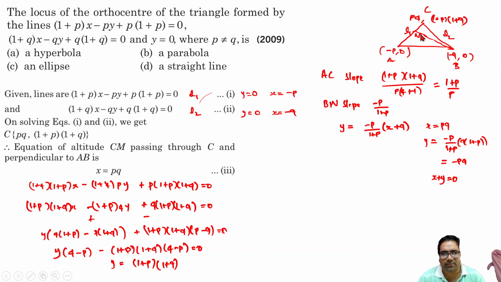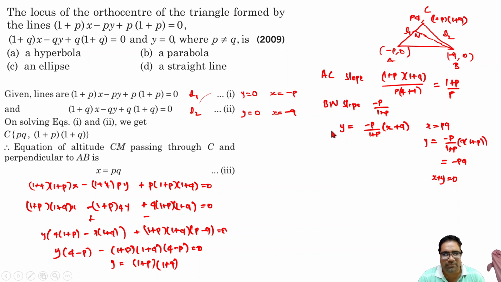So the slope of this normal will become minus 1 by the slope of this one, which is nothing but minus p by (1 plus p), because the product of these two slopes should be equal to minus 1. So the slope of BN will become minus p by (1 plus p). This line BN should pass through this point having this slope. So y minus y1 equals m into (x minus x1), so y minus 0 equals this slope into (x minus x1). x1 is minus q, so x plus q.